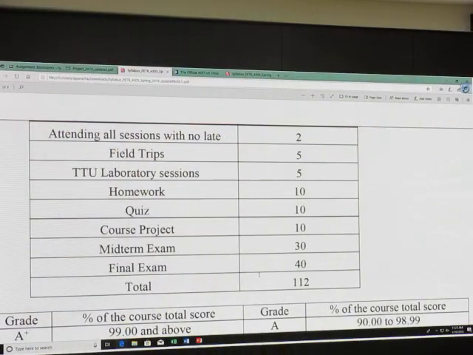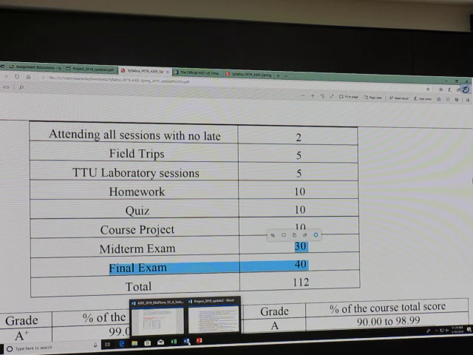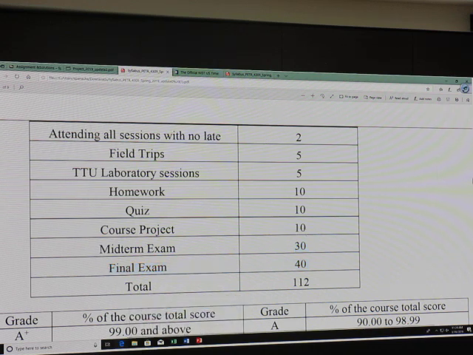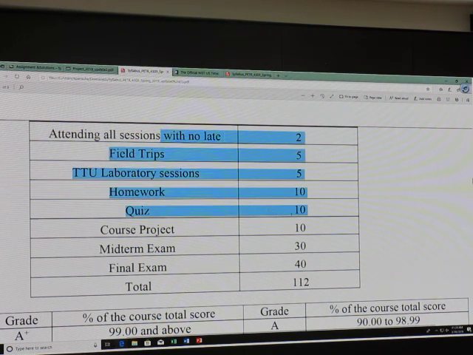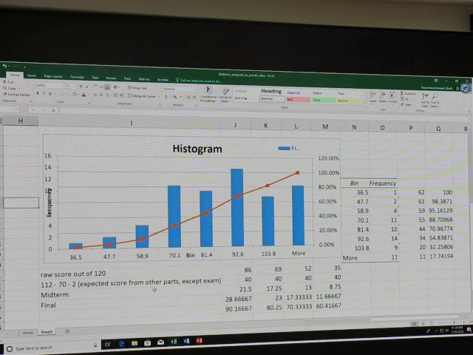So if you get zero on both of them, you will get 112 minus 70, which is 42. I assume that maybe you didn't attend every class, or most of you attend every class, so you get those 2 points. And homework, you should get 9 to 10, no problem. Quiz, you should get about 8 to 10. Course project, you should get about 9 to 10. So assume on average you miss about 2 points, so you start with 40.